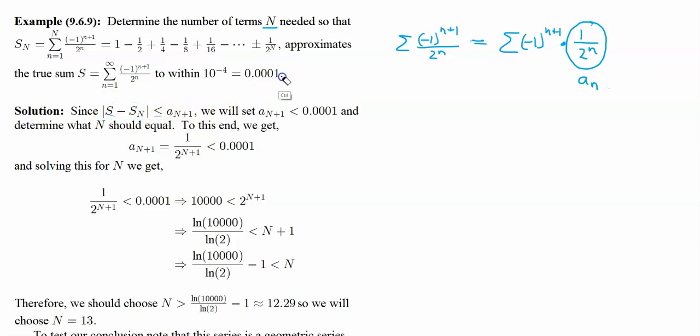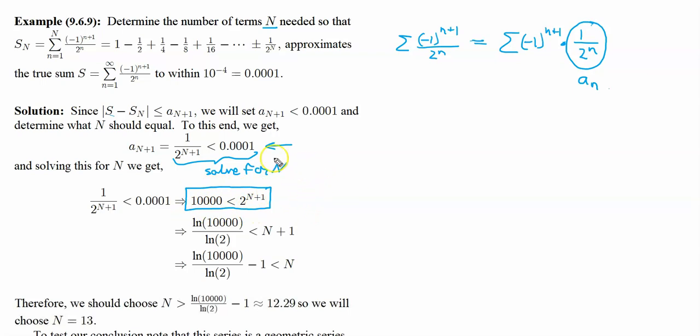So that's exactly what we're doing right here. a_(n+1) is going to be 1 over 2 to the n plus 1 power. We set that less than 0.0001. And now we need to solve this for n. Well, that's just a simple inequality to solve. Multiply the 2 to the n plus 1 over to the right, divide the 0.0001 to the left, and you end up with this right here.